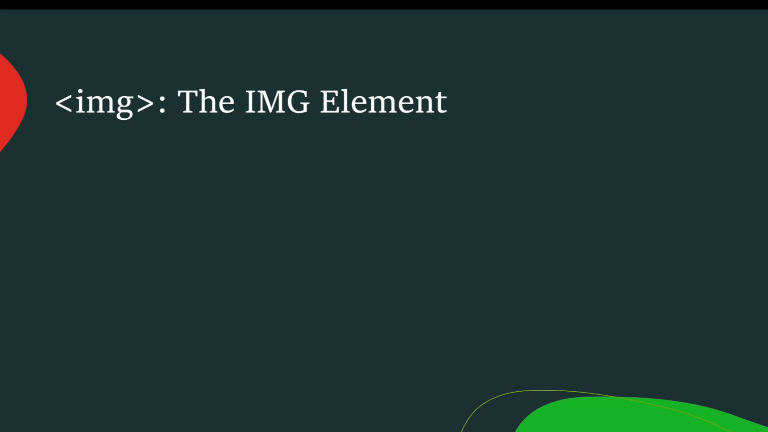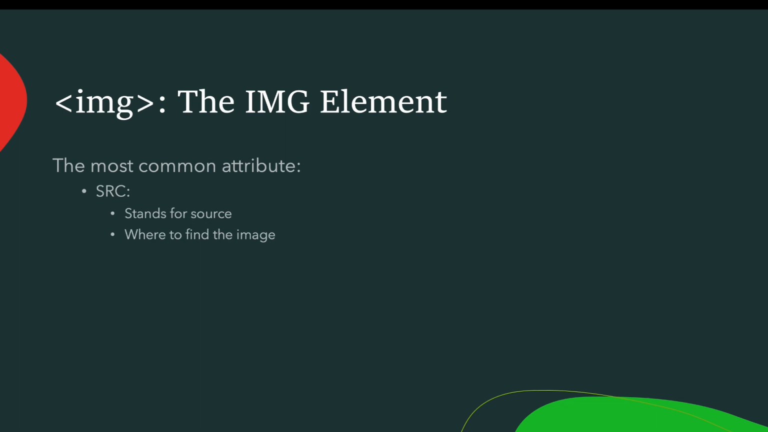And then it has some attributes, right? Some of the most common attributes that we want to talk about are the source attribute. As you can see, it's src. We're going to type src in our code, and as I said, it stands for source. This attribute is used to tell the HTML where it can find the image. You can see that as a path to your image. It could be a URL, like a web address, or it can also be a local path on your computer, okay?